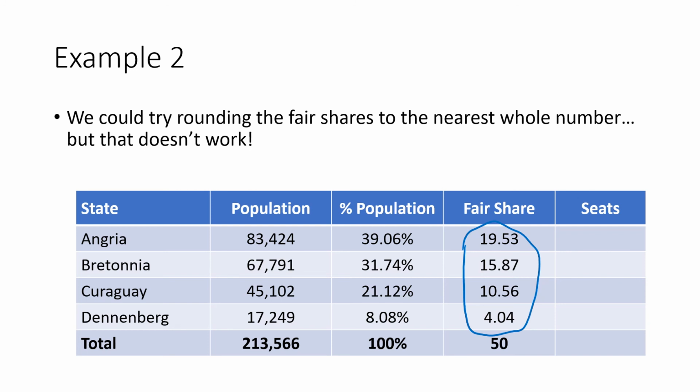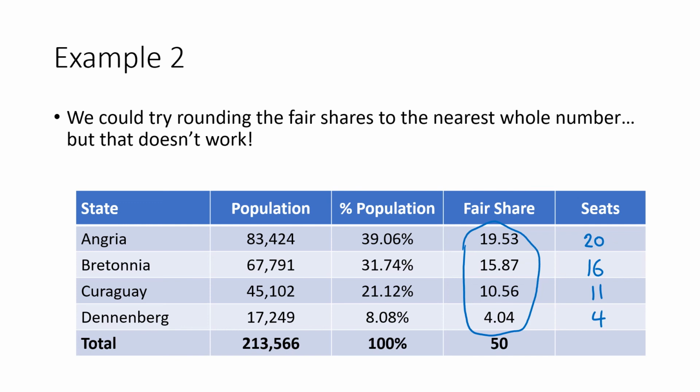So the sort of intuitive thing to do would be to round, to say, okay, well, I'm going to round these to the nearest whole number. So 19.53, because it's 0.53, that's more than half. So that's going to round up to the next whole number, which is 20. 15.87, 0.87 is more than 0.5, it's more than half. So that also rounds up to 16. 10.56, 0.56 is more than half, so that rounds up to 11. And then 4.04, 0.04 is less than half, so that rounds down to 4.